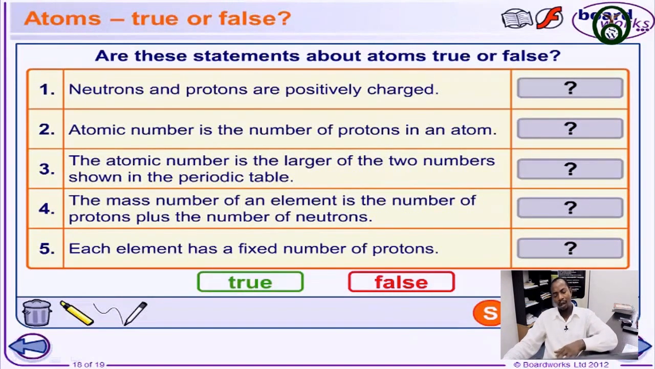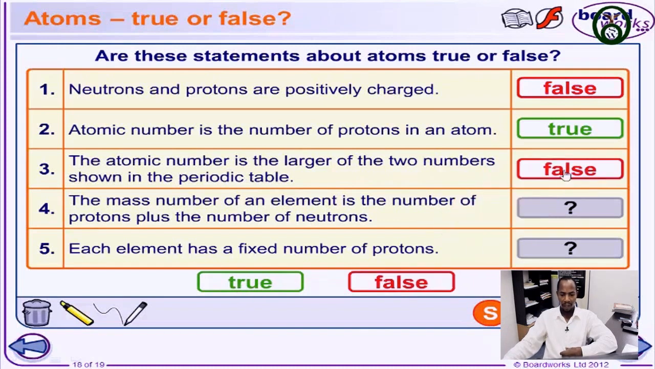And before we go, let's take a look at this small exercise. Say if these statements are true or false. Neutrons and protons are positively charged. Is it true? Neutrons are positively charged? Atomic number is the number of protons in an atom. That's true, right? And then we said the atomic number is the larger of the two numbers shown in the periodic table. Is that so? The larger of the two numbers, atomic number? That seems not to be true, okay?